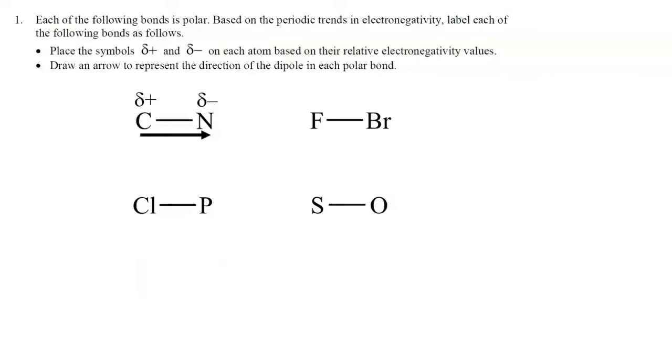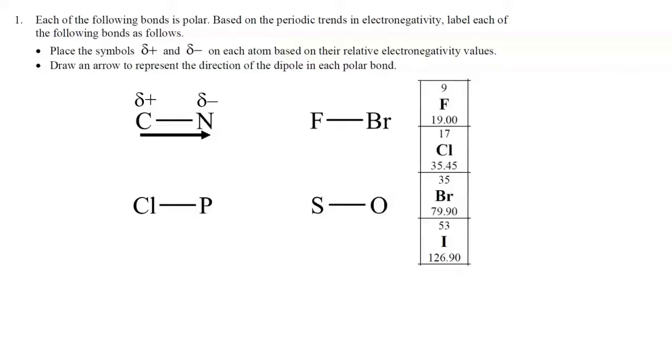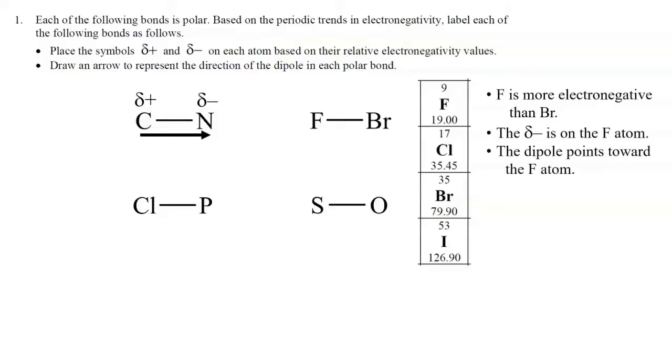Fluorine and bromine are in the same group or family, and since electronegativity decreases from top to bottom, that means that fluorine is more electronegative than bromine. The partial negative charge is on the fluorine atom, and the dipole points toward the fluorine atom.